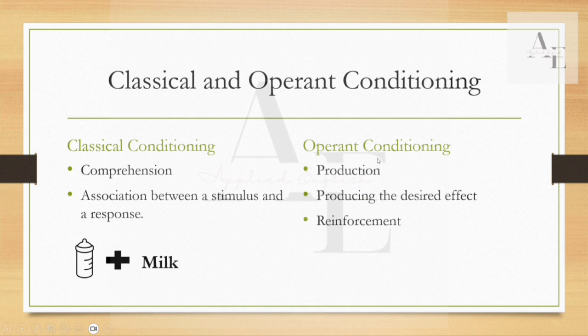If the child uses the word 2 or 3 times after that, it relies on 2 different things: producing the desired effect and reinforcement. What do we mean by that? So the child uses the word milk. Let's imagine 2 different scenarios. In the first scenario, the child uses the word to refer to milk, so he uses the word correctly. He says milk, and so he receives his milk bottle. In that case, the word produced the desired effect.